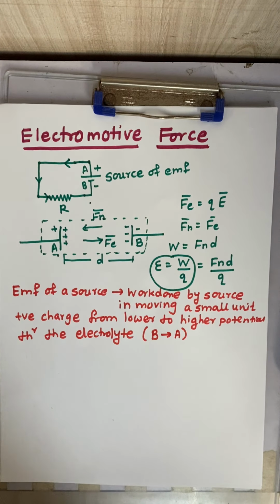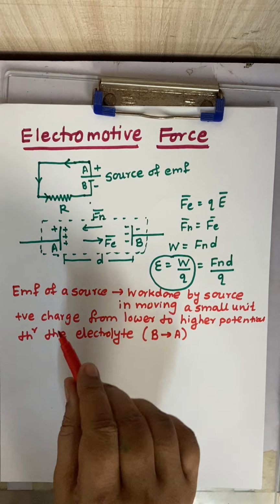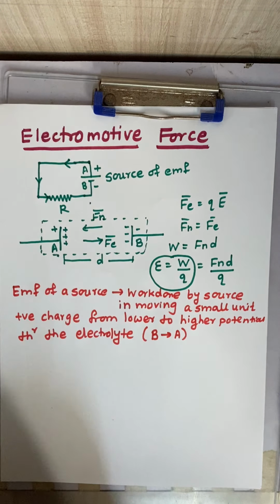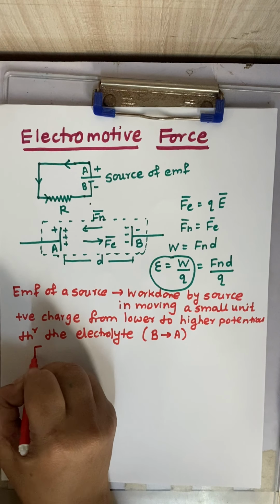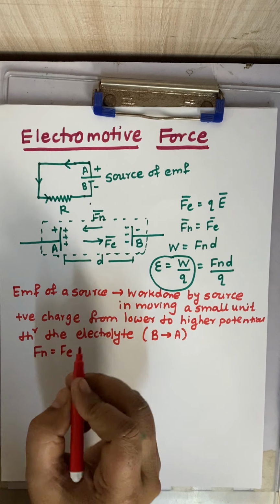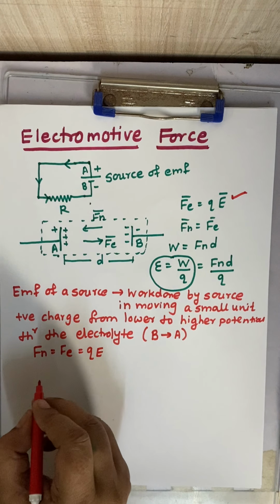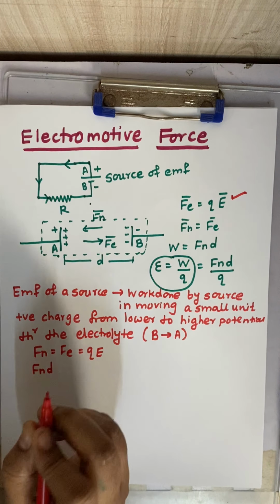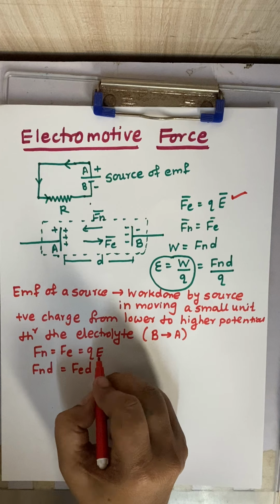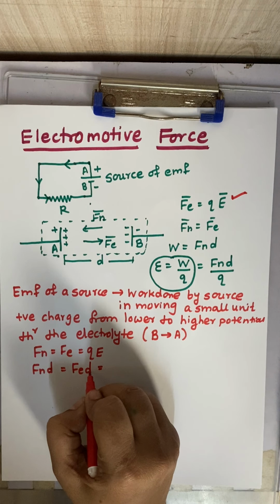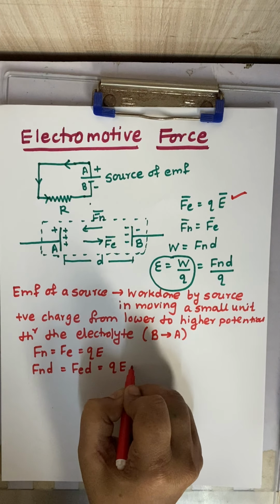Now consider that the two terminals of the battery are not connected to any external load resistance. That means the battery's two terminals are free. Then what will happen in a steady state? We have said that Fn is equal to Fe, and that is equal to QE. So Fn into d, the work done, must be equal to Fe into d. This is again the work done. F is nothing but QE, so I can write QE into d.